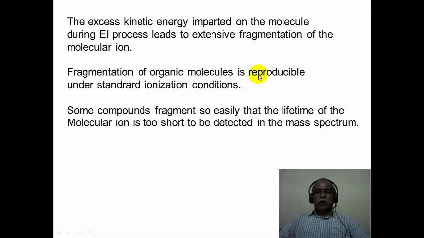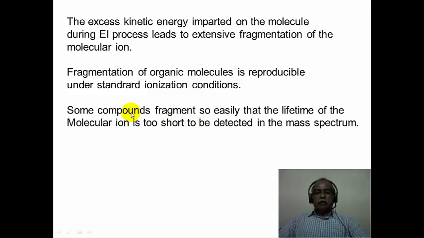The fragmentation of an organic molecule is not a bad thing actually. It is reproducible under standard ionization conditions, so it acts like a fingerprint of that particular molecule. If there are 2 spectrometers which are both in electron impact ionization mode, as long as they are operated under standard conditions of 70 electron volts, the spectra and the fragmentation produced by the molecule will look the same. As a result, one can have a library of fragmentation patterns of various types of compounds, because the fragmentation process is reproducible under a standard set of conditions.